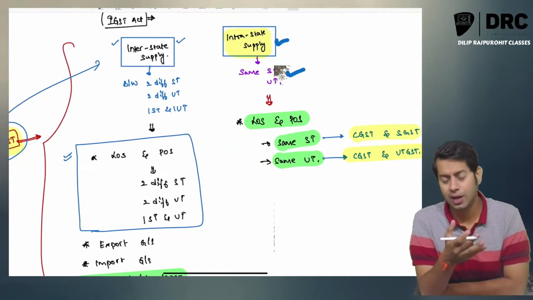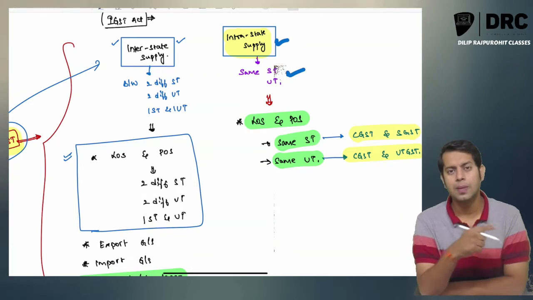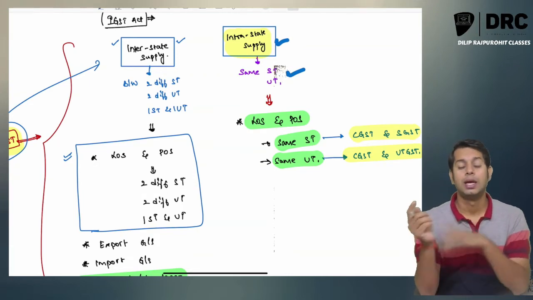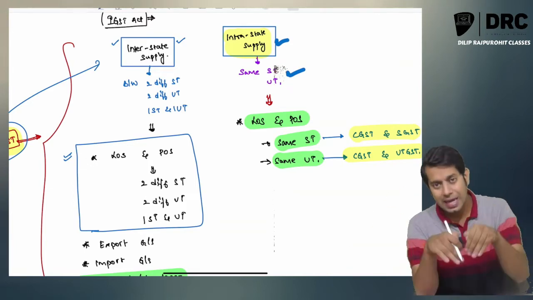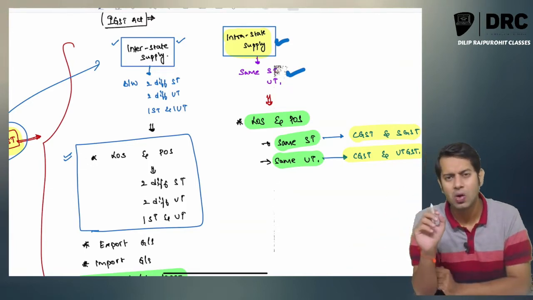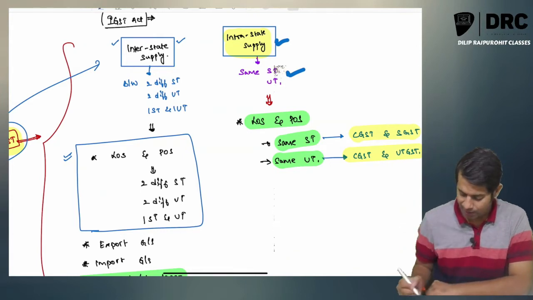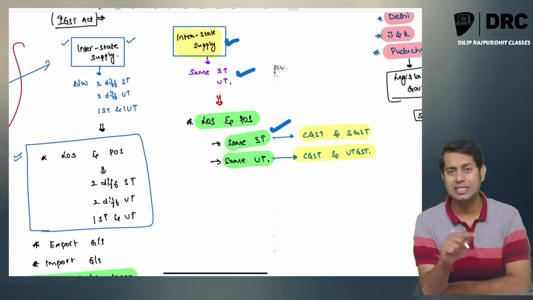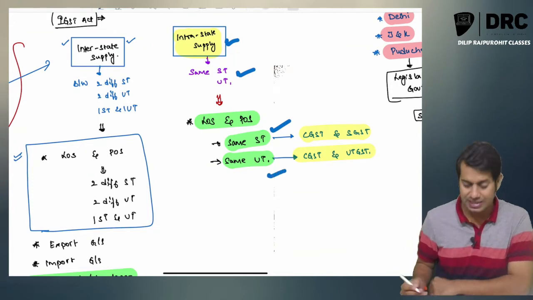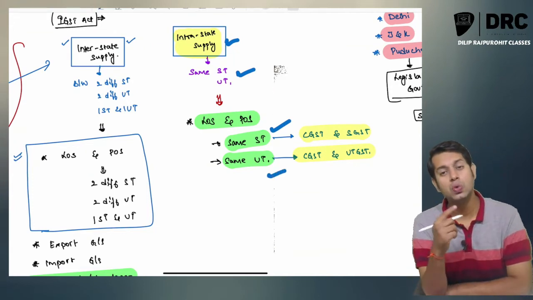Similarly, we have something called intrastate supply. Which transactions are treated as intrastate supply? If the location of the supplier and the place of supply is in the same state or same union territory, I will call them intrastate supply. And whenever there is an intrastate supply, if it is in the same state, CGST and SGST. If it is in the same union territory, then CGST and UTGST.